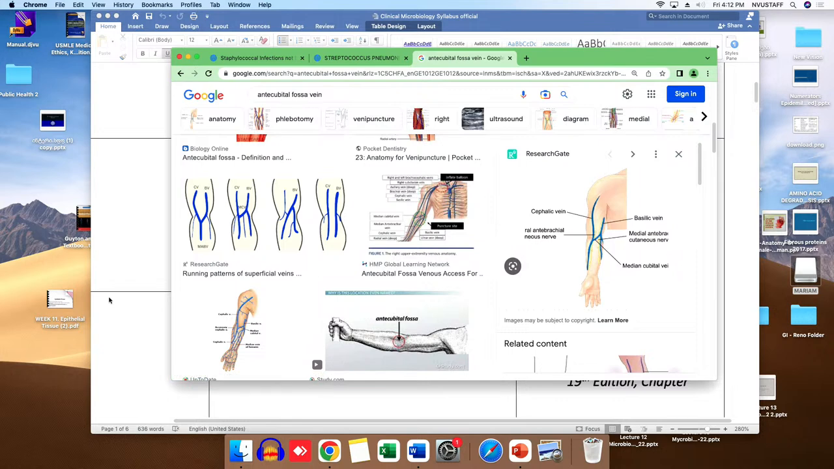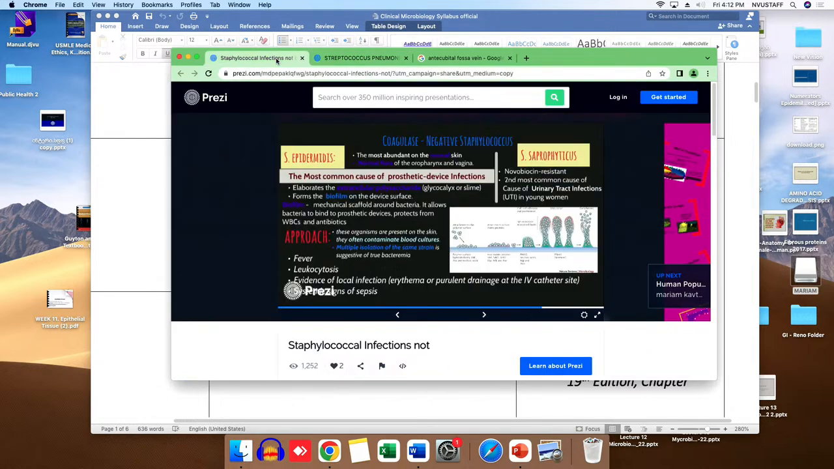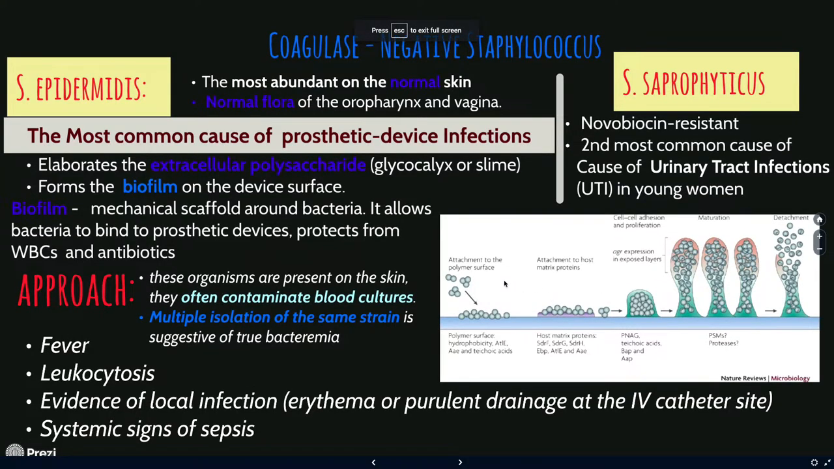Okay, so basically, let's imagine that you drew, or the nurse drew the blood from there. Doing so, the needle first touches the skin, right? What does it leave on the skin? Normally leaves on everybody's skin. So you send it to culture, and it grew Staphylococcus epidermidis, and you are not sure.